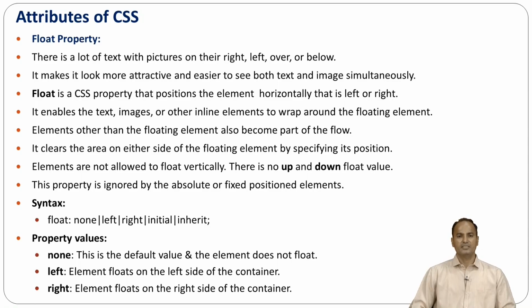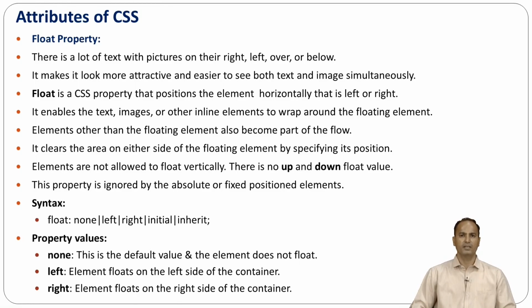The float is a CSS property that positions the element horizontally, that is left or right. It enables the text, image or other inline elements to wrap around the floating element. Elements other than the floating elements also become part of the flow. It clears the area on either side of the floating element by specifying its position. Elements are not allowed to float vertically. There are no up and down float values. This property is ignored by absolute or fixed position elements.